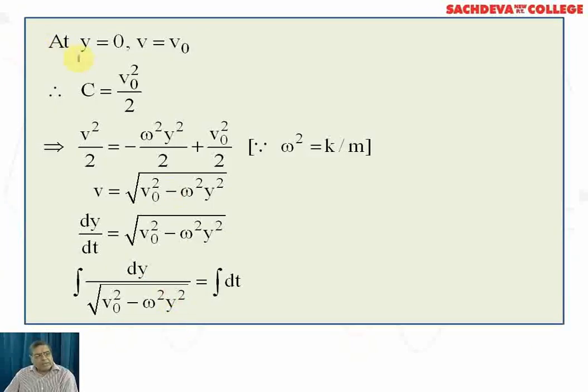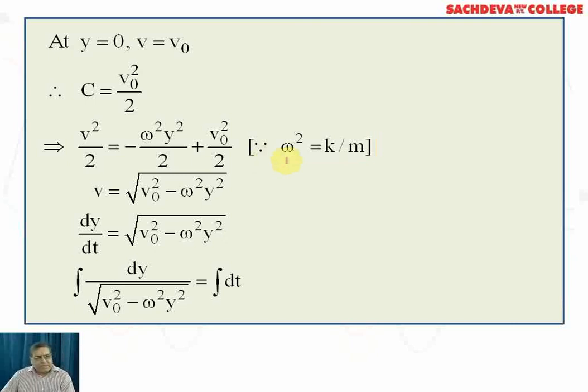Now if we make calculations, y is equal to 0 and v is equal to 0, then c will be equal to v naught square by 2. Now we use this equation for calculating c, and now v square over 2 will be minus omega square y square over 2 plus v naught square by 2, because omega square is equal to k by m.